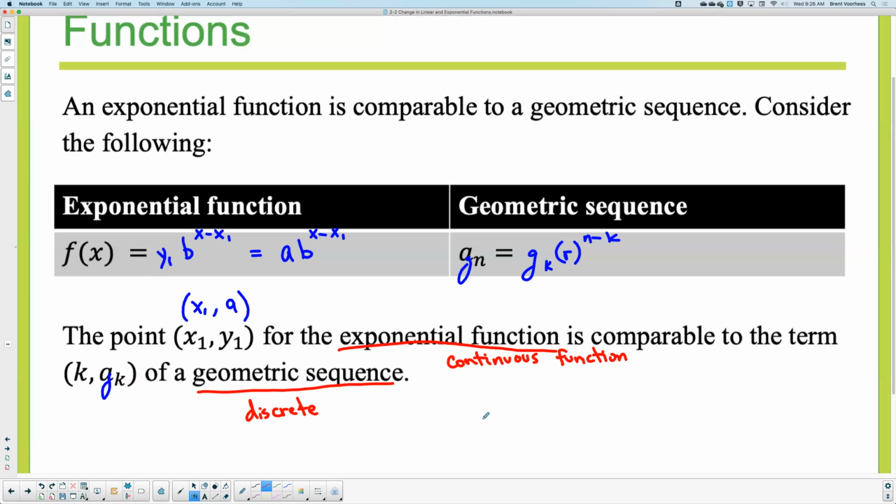Well, you're not going to have like an A 3.2 term. You'll have an A3, you'll have an A4, but you won't have like an A 3.2. That's what I mean by discrete. It'll be whole numbers. Okay, so right now you might be going, oh, what the heck does this mean? Well, let's jump right in and figure this out.